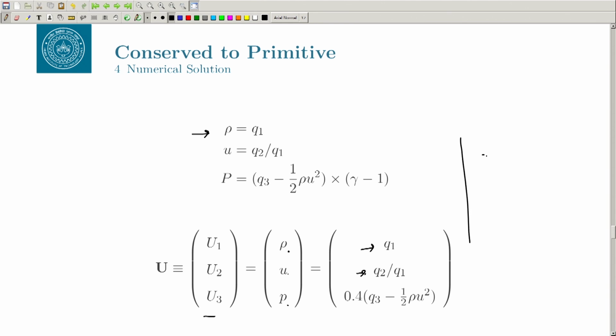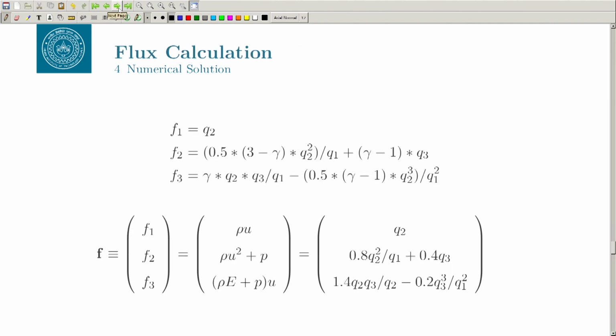Remember, our equation that we will be solving is del q by del t plus del f by del x equal to 0. So you will be updating always q, and if you want to get your primitive variable you can get it from q, that is rho, u and p. And then finally, the flux. Flux you can calculate directly from your primitive variable.